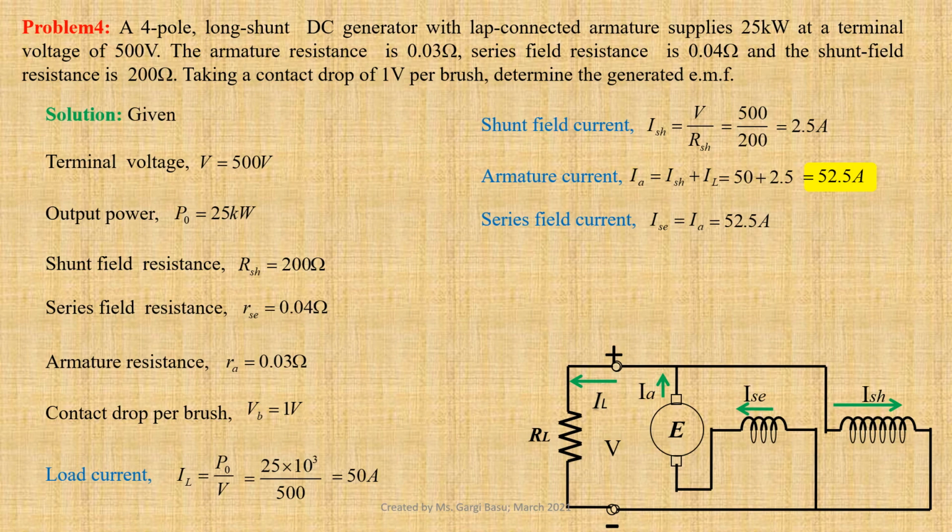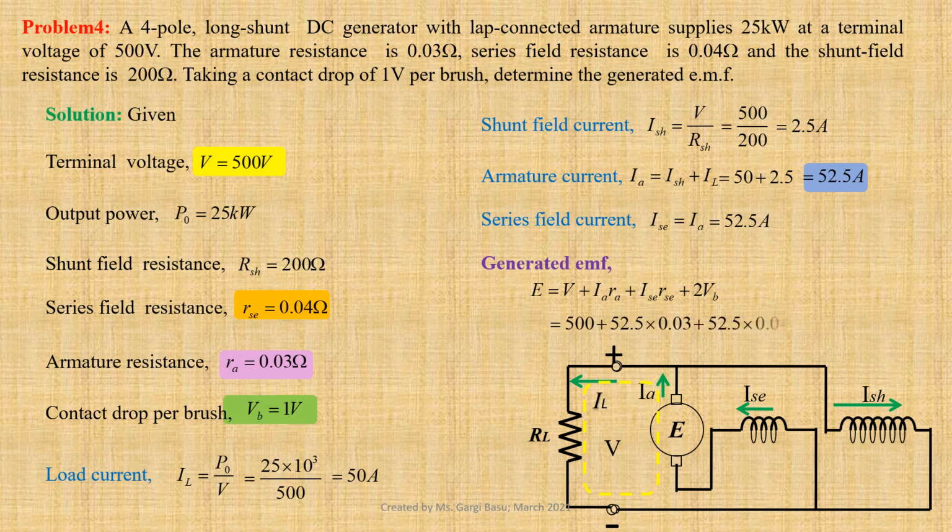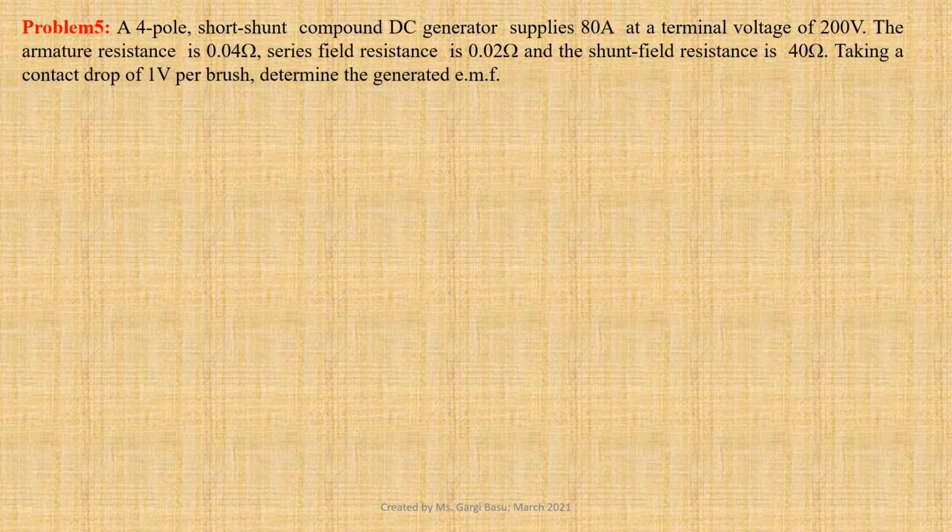Applying Kirchhoff's voltage law to the output loop, we get expression for generated EMF E equals to V plus IARA plus IAC RAC plus twice VB. Using values we get 500 plus 52.5 into 0.03 plus 52.5 into 0.04 plus 2 into 1, that gives us 505.675 volt.